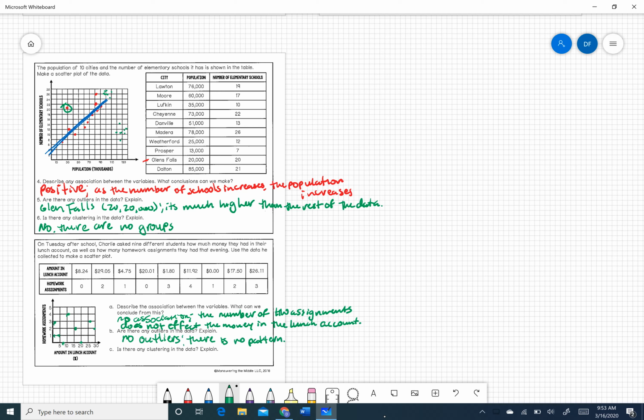Right? And when we're looking for outliers, we're looking for those patterns. So basically, if there's no association, then there's probably also not going to be any outliers. And the same for clustering, right? We were looking for those groups of a bunch of data points that are all grouped together, and there's no real groups in this. So again, if there's probably no association, there's also not going to be any clustering. So we'll say no. There is no pattern. Okay.